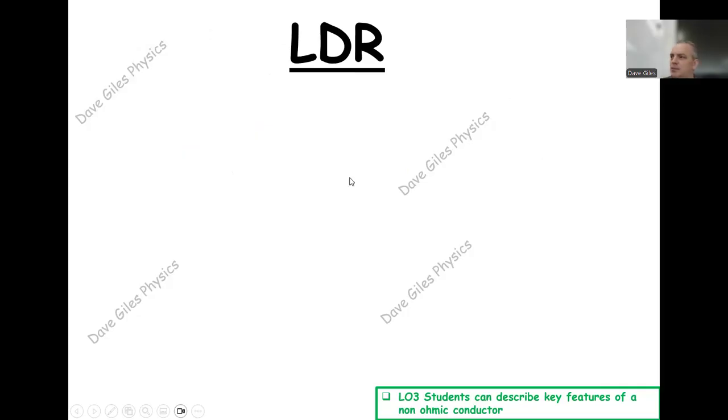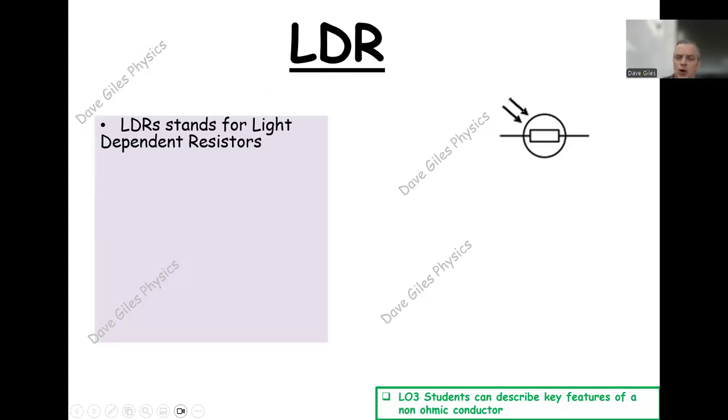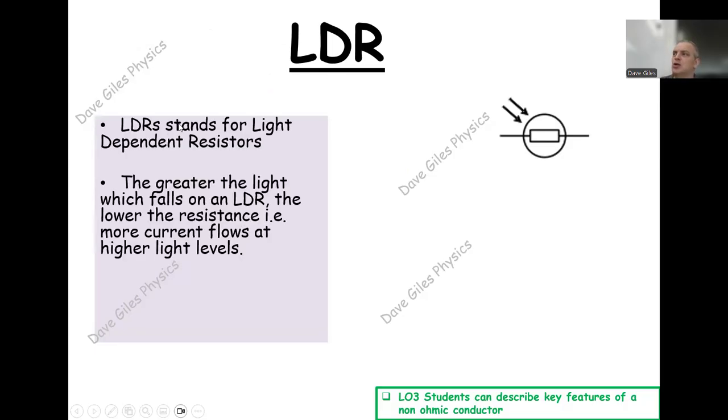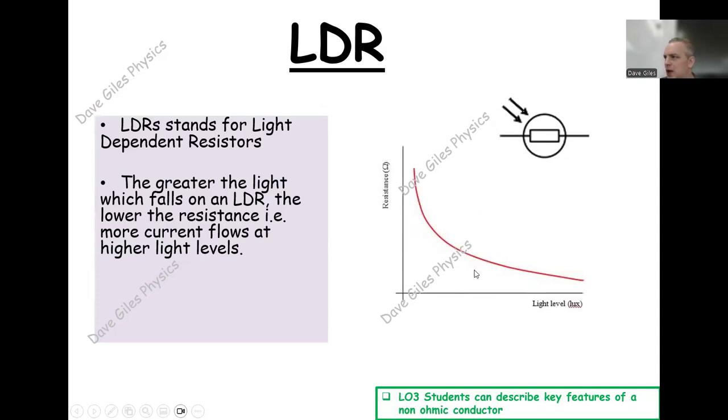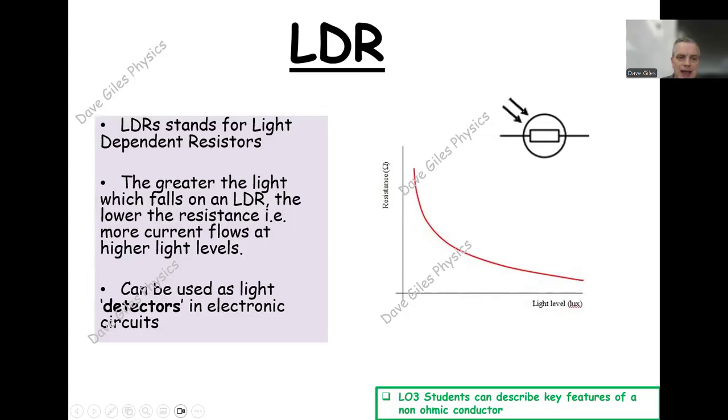Next up, an LDR. LDR stands for light-dependent resistor. You don't always have the symbol, or it doesn't always have the circle around it. The greater the light which falls on the LDR, the lower the resistance, i.e. more current flows at higher light levels. And you can see here, as the light intensity increases, the resistance decreases, and it follows this shaped graph. It can be used as a light detector.